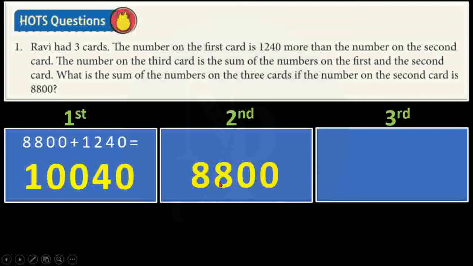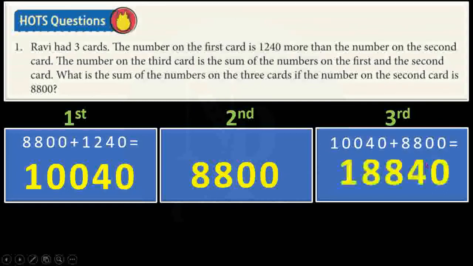So now it's easy to find the number on the third card. It is just the sum of the numbers on the first and second cards. That is 10,040 plus 8,800 gives the number on the third card, and it is 18,840. So we have found successfully the numbers on the first, second and third cards that Ravi had.